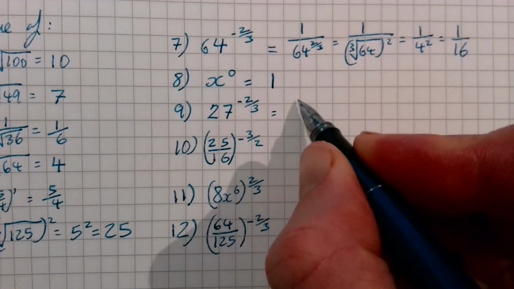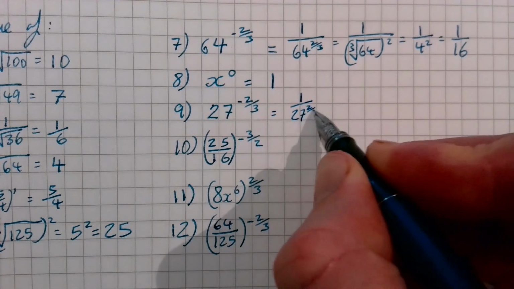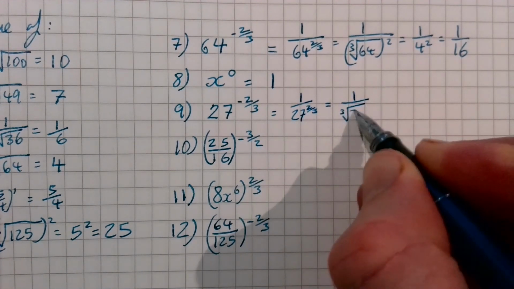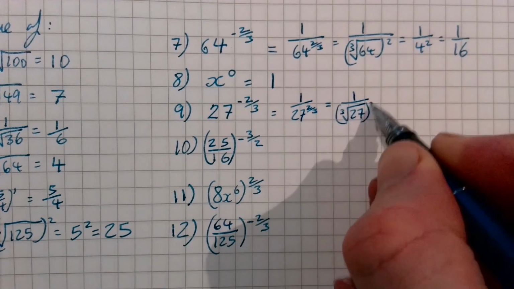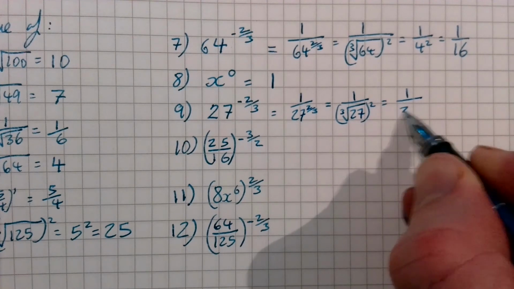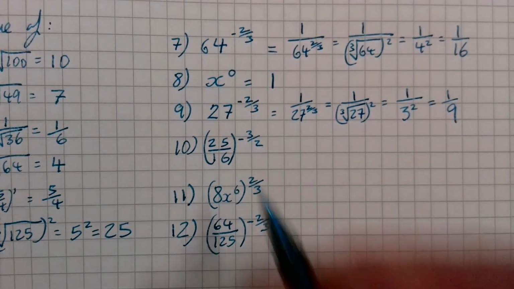27 to the negative 2 over 3, so it's 1 over 27 to the 2/3. So that's 1 over cube root of 27 all squared. So that is 1 over cube root of 27 is 3. 3 squared is 9, so it's 1/9.